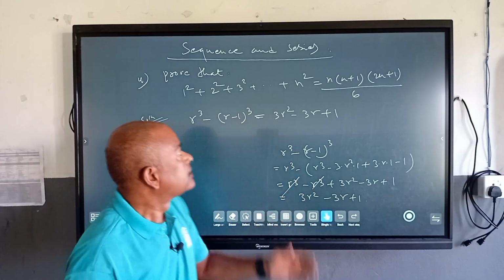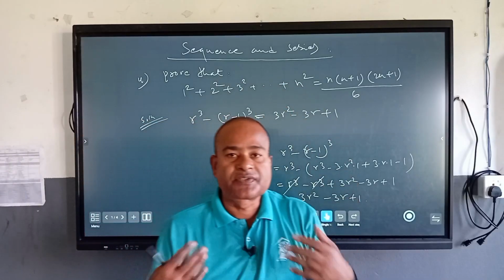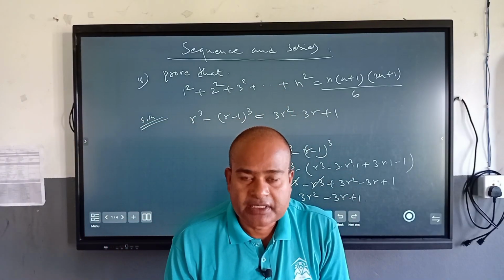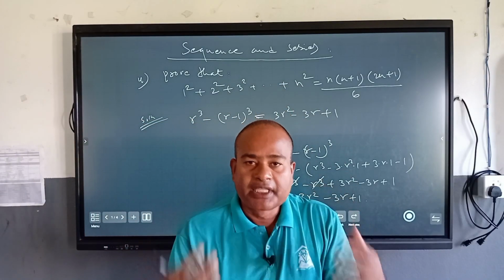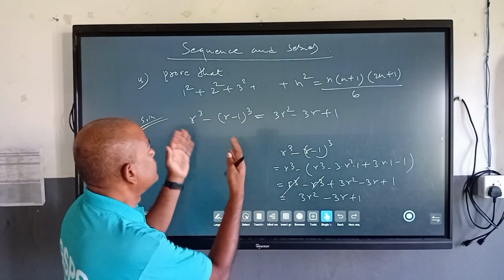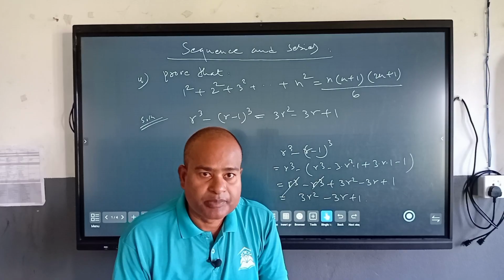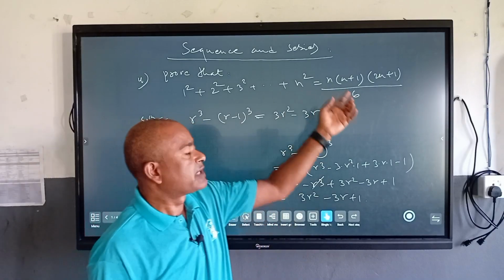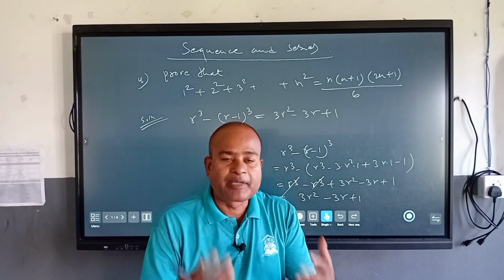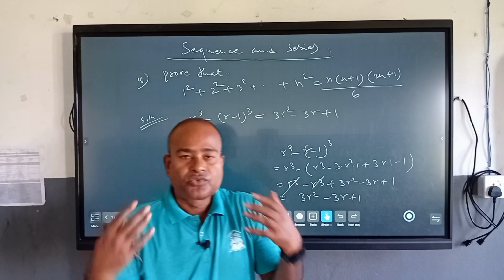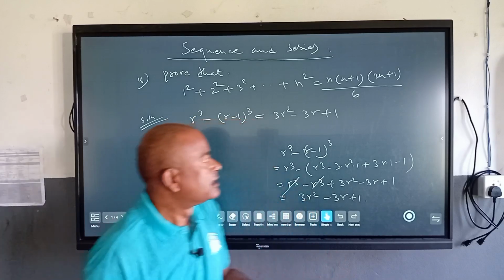Today's topic is sequence and series, which is from class 12 mathematics. Dear students, in this video we are going to prove the sum of the squares of first n natural numbers, which is given by the formula n times n plus 1 times 2n plus 1 over 6.